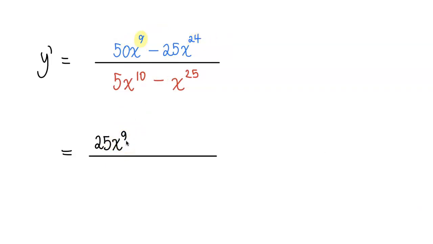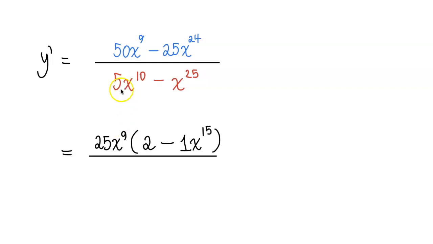Okay, did I say something wrong? Oh, all right. Now, what's left inside? 50 divided by 25 is 2, so I'll write 2 here. But x to the 9th power divided by x to the 9th power, no more, so I'm not going to write any x's. I'm going to do the minus sign. 25 divided by 25 is 1. And now x to the 24th divided by x to the 9th, I just have to do 24 minus 9, which is going to give me 15. So I will have 1x to the 15th power.